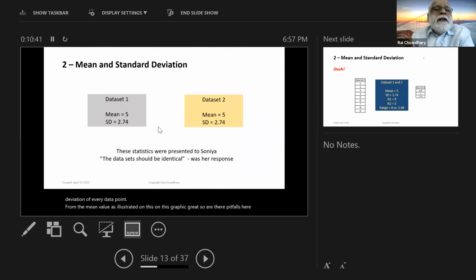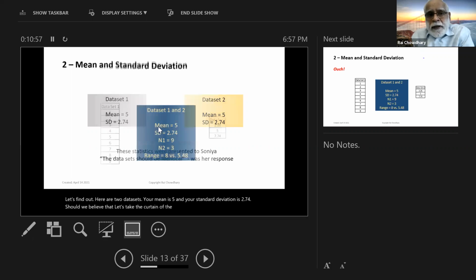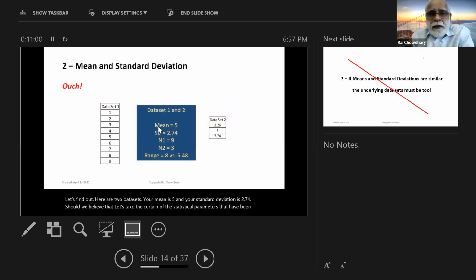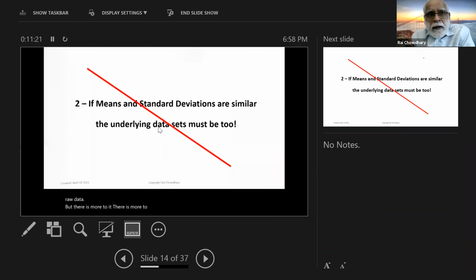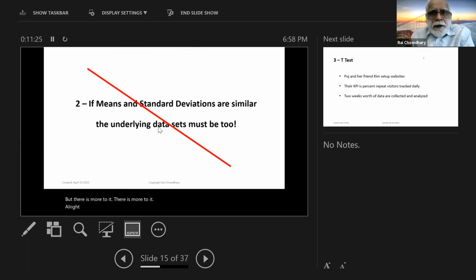Well, let's find out. Here are 2 data sets. Your mean is 5 and your standard deviation is 2.74. Should we believe that? Well, let's take the curtain off the statistical parameters that have been presented. Just take a look at what just happened. I've got 2 data sets. They are drastically different, and the mean and standard deviation are identical. You cannot go by just mean and standard deviation either. Sometimes you got to go look at the raw data. But there is more to it. There is more to it. All right. So let's go to point number 3.